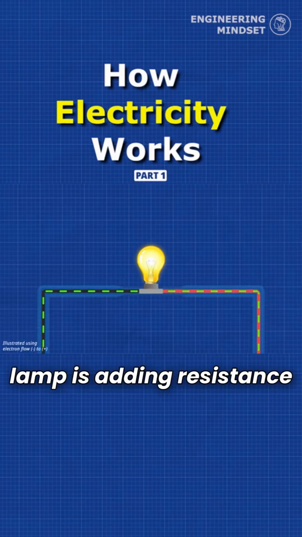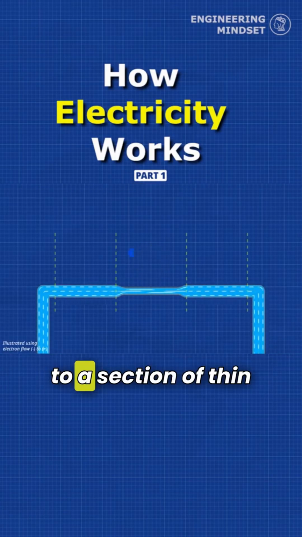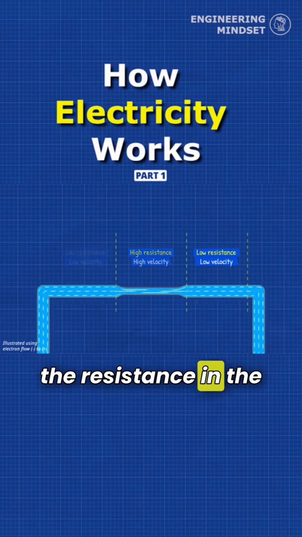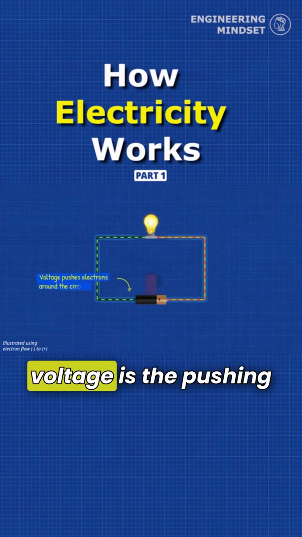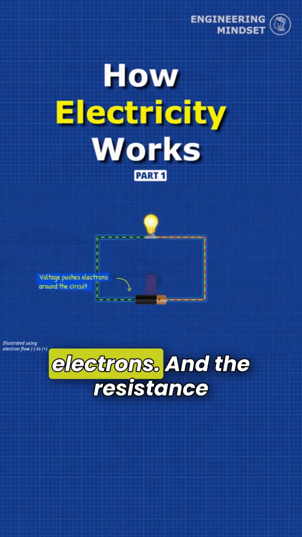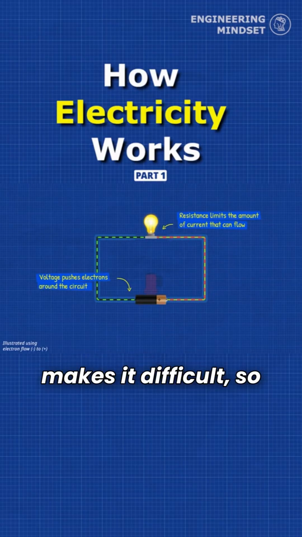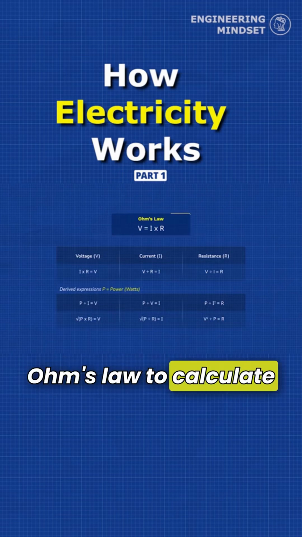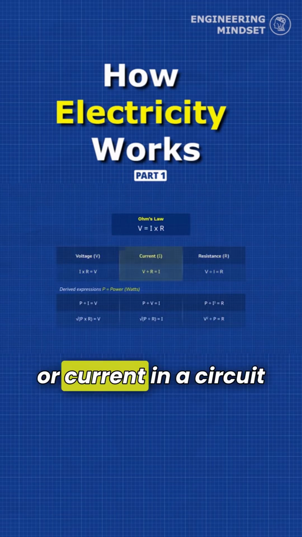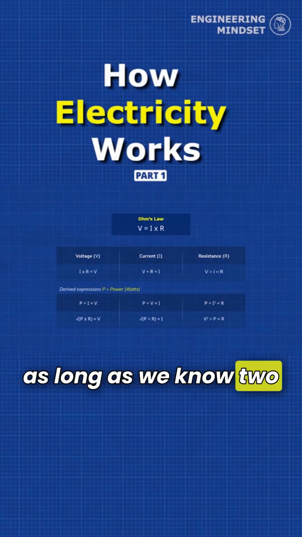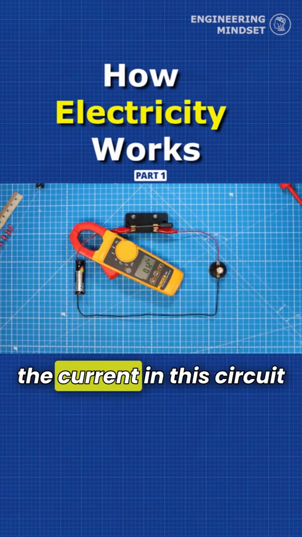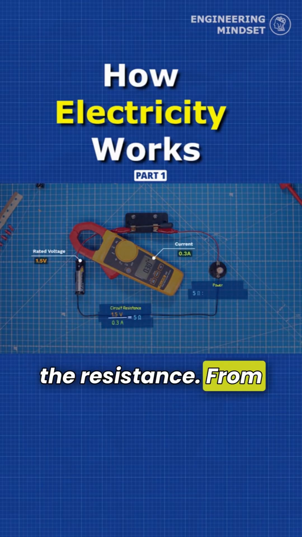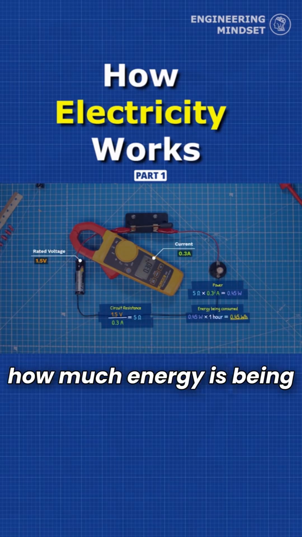The lamp is adding resistance to the circuit, similar to a section of thin pipe, limiting how much water can flow. We measure the resistance in the unit of ohms. So the voltage is the pushing force, which moves the electrons, and the resistance makes it difficult, so it limits the amount of current which can flow. But we can use Ohm's law to calculate the resistance, voltage, or current in a circuit as long as we know two values. So if we measure the current in this circuit and we know the voltage, then we can easily calculate the resistance. From that, we can calculate how much energy is being consumed.